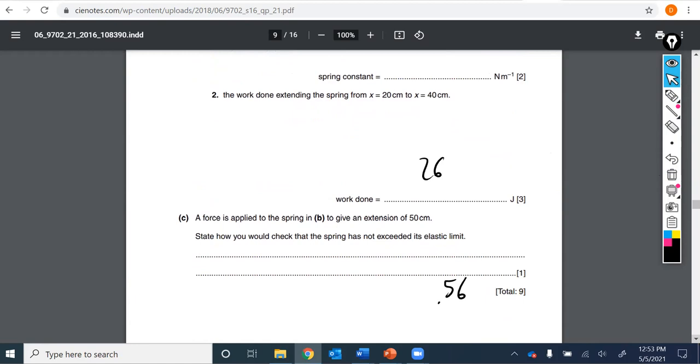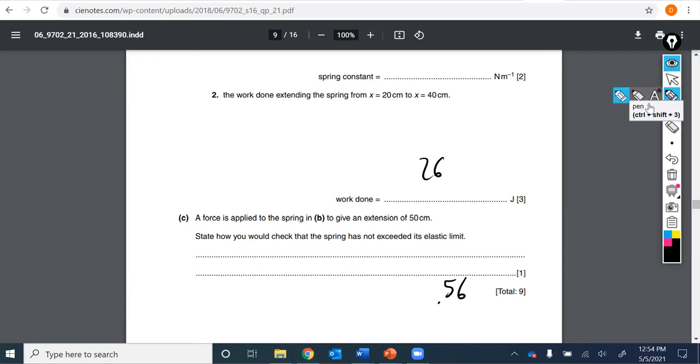And then it says a force is applied to the spring to give an extension of 50 centimeters. State how you would check that the spring has not exceeded its elastic limit. If we know the definition of the elastic limit, it's the point that if we exceed it, the spring is not going to return to its original shape. So we want to put that in our own words: apply the force that gives the extension of 50 centimeters and remove the force. If the spring returns to its original shape, then it has not exceeded its elastic limit. But if the spring does not return to its original shape, then we have exceeded it.